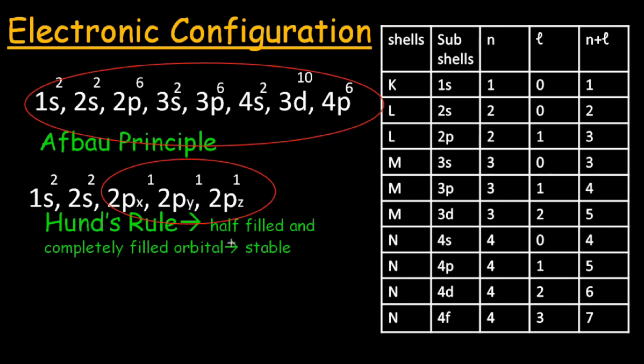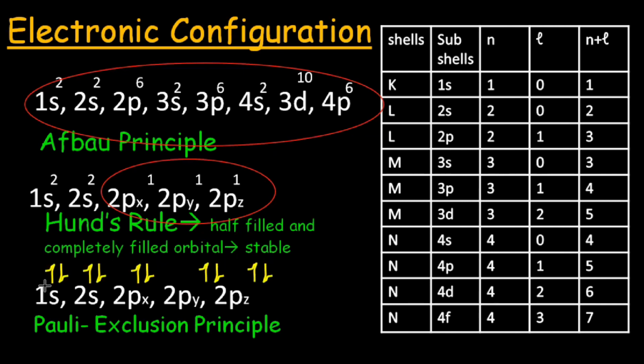Hund's rule also says that half-filled and completely filled orbitals are stable. This statement stands as the reason for the ionization energy of certain elements which are predicted to be higher, but experimentally it was found that the ionization energy of certain elements is smaller, and the reason behind it is that half-filled and completely filled orbitals are stable, and every element tends to stabilize itself.